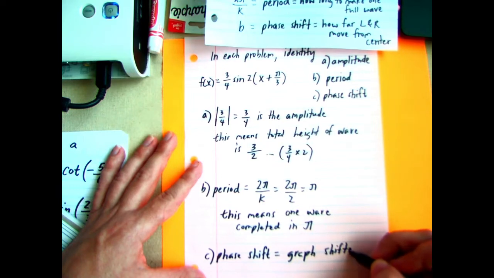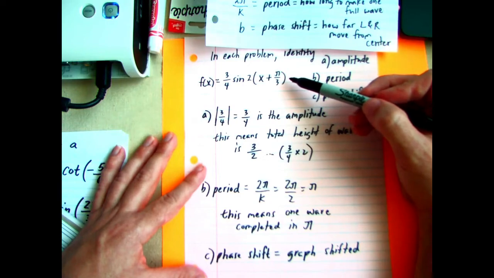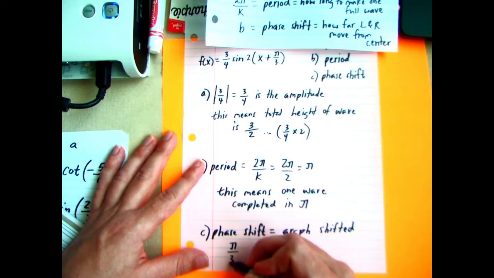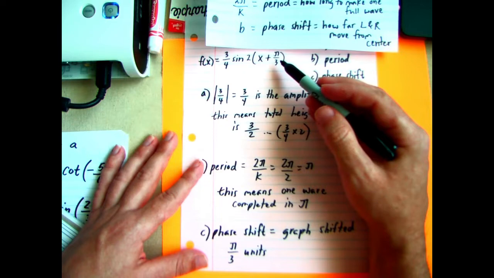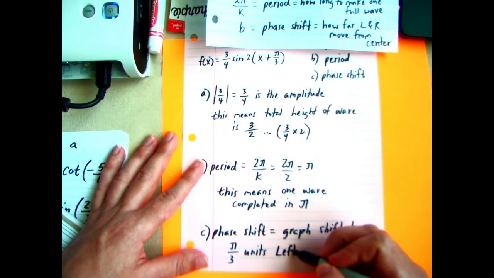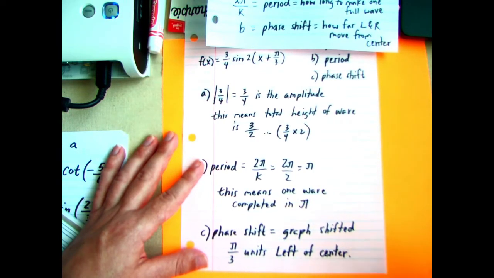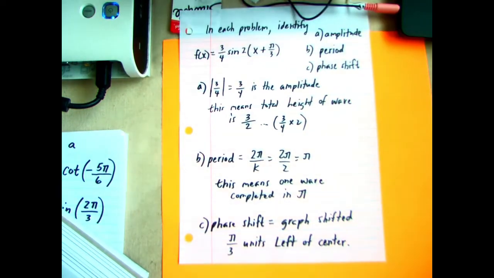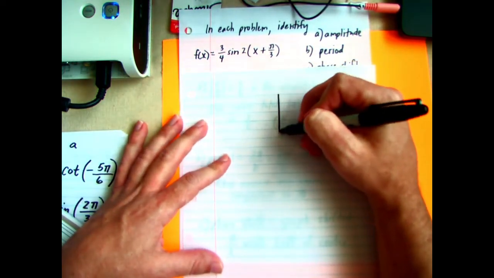So the phase shift in our example is pi over 3. And we're going to kind of go against that sign. So since pi over 3 is positive in our equation, we're going to move to the left. We're going to move left pi over 3 units. This kind of movement resembles what we would have done when we were in vertex form of a parabola. Remember, we kind of went against the sign. So our phase shift is pi over 3 units to the left.